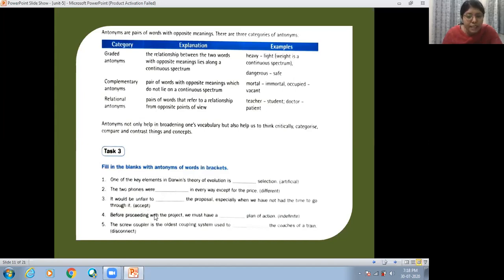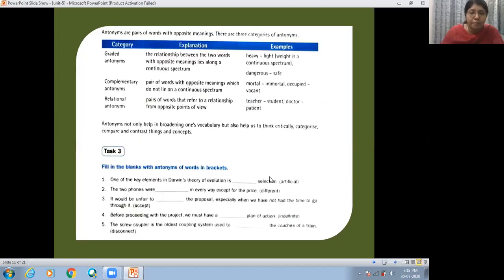Now, before proceeding with the project, we must have a dash plan of action. So here what is given? Indefinite. So what is the opposite of indefinite, or the antonym of indefinite? Definite. We should have a definite plan of action. The screw coupler is the oldest coupling system used to dash the coaches of a train. Disconnect. So here what is the opposite? Connect. Connect the coaches of a train.